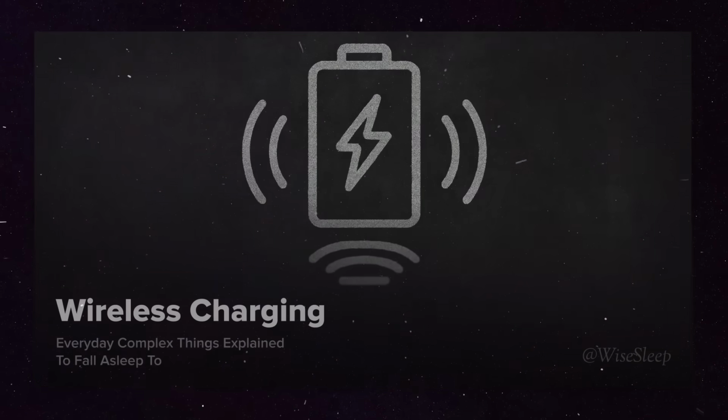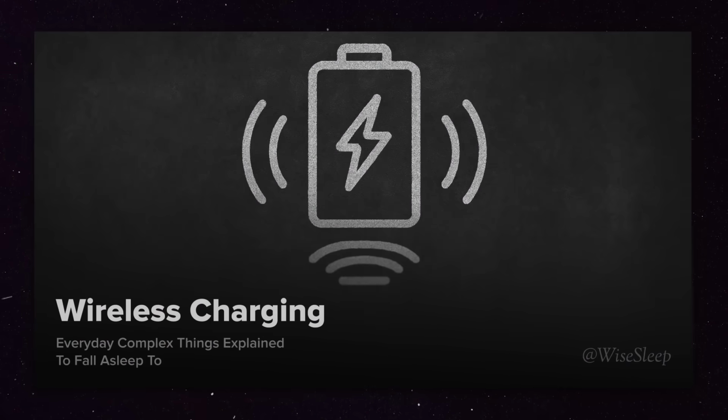Wireless charging. You've probably placed your phone on a flat pad and watched it start charging, without plugging in a cable. That's wireless charging. At its core, wireless charging works using a principle called electromagnetic induction. It involves two coils of wire, one inside the charging pad and one inside your device. When electricity flows through the coil in the pad, it creates a magnetic field.